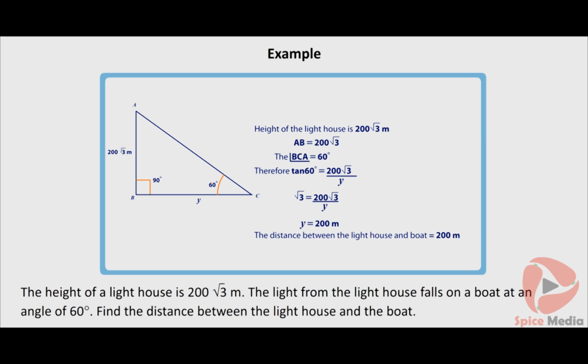Now assume the distance between the bottom of the lighthouse and the boat, that is BC, as y. In triangle ABC, tan 60 degrees is equal to opposite side divided by adjacent side, that is 200√3 divided by y. Substituting the value of tan 60 degrees as √3 and further simplification, we get the value of y as 200. Thus we get the distance between the lighthouse and the boat as 200 meters.